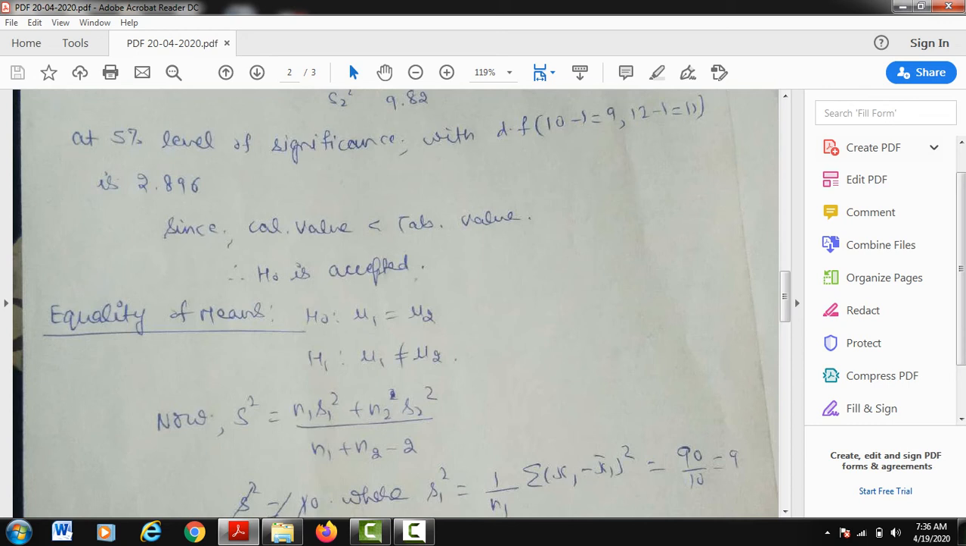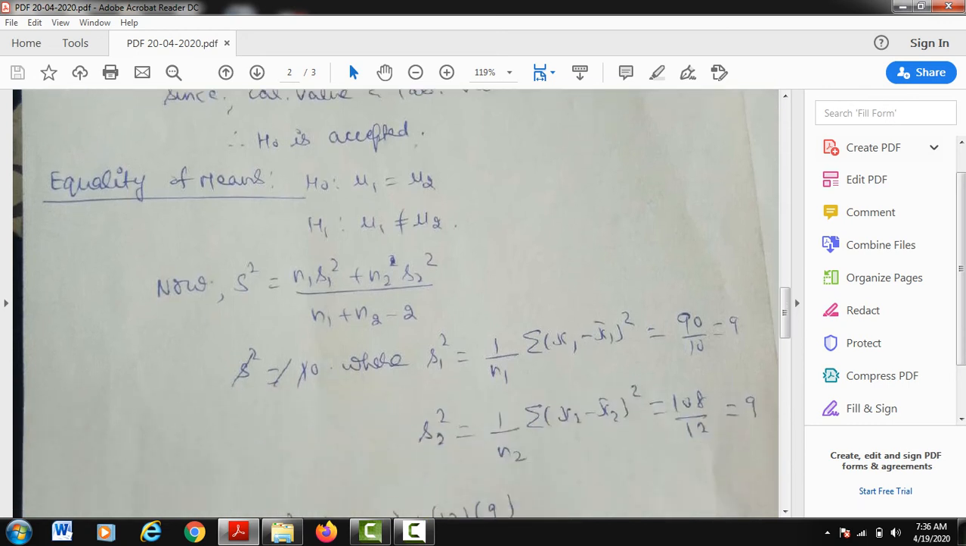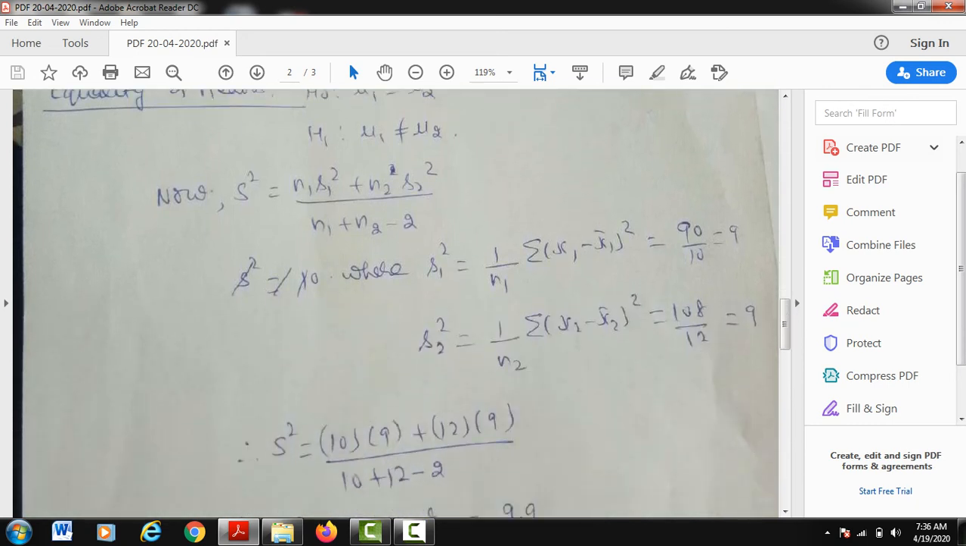Just check the equality of means now. Again the same steps we will follow. First of all, I will set up the null hypothesis H naught, which is given by mu1 is equal to mu2. That is, there is no significant difference between the means of the two samples. And the alternative hypothesis, the statement which is complementary to the null hypothesis, that mu1 is not equal to mu2.